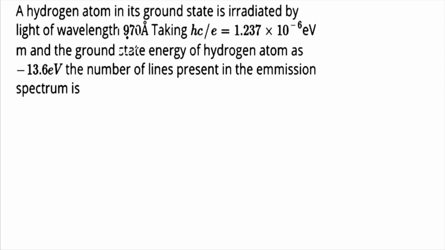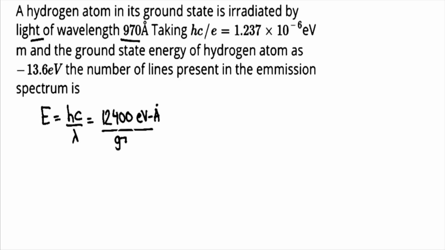Hence we can see here the energy of the photon will be equal to hc divided by lambda. Now hc value comes out to be 12,400 electron volt angstrom divided by 970 angstrom. So this on simplification comes out nearby to 12.69, which is approximately 12.7 electron volt.